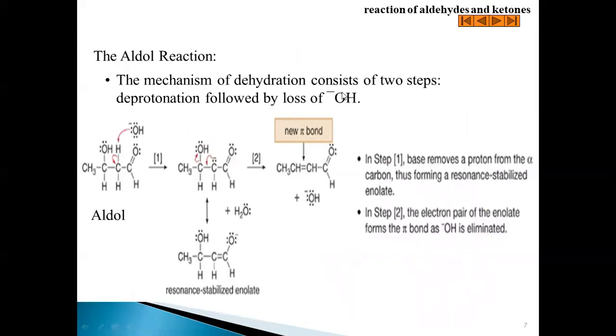The mechanism of dehydration consists of two steps: deprotonation followed by loss of hydroxyl group. So here we must understand that during dehydration, first is removal of the proton, that is alpha proton, and step 2 is loss of the beta hydroxyl group. So this is step 1. The base will abstract the alpha hydrogen of this aldol, and then there will be removal of the hydroxyl group and a new pi bond will form.